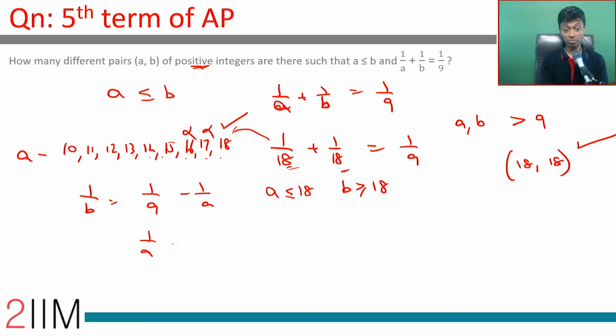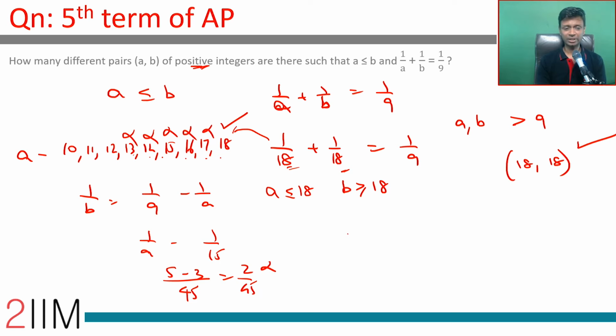15 could work. 1 by 9 minus 1 by 15. The denominator could be 45, 5 by 45 minus 3 by 45 is 2 by 45. Funnily enough, that doesn't work. 14, not likely to work. 1 by 9 minus 1 by 14 is 14 minus 9 by 14 into 9, not possible. 13, 1 by 9 minus 1 by 13, won't work.